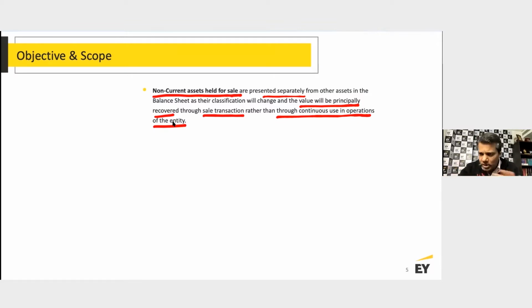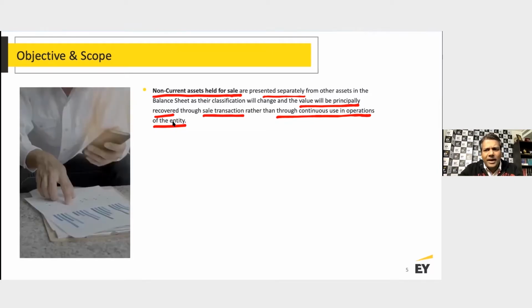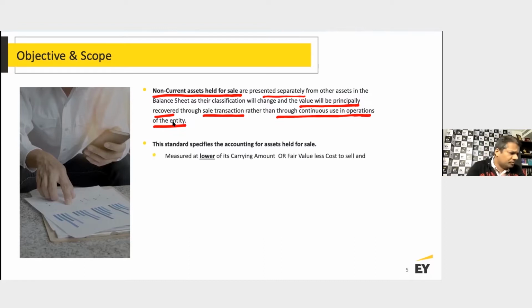You don't intend to continue it for the production process, or use it even for administrative purposes. You intend to sell it, to monetize the asset. That's the objective here. The standard specifies the accounting for assets held for sale. That's the very important thing, and that's the measurement guidance out here, which is measured at the lower of its carrying amount or fair value less cost to sell.